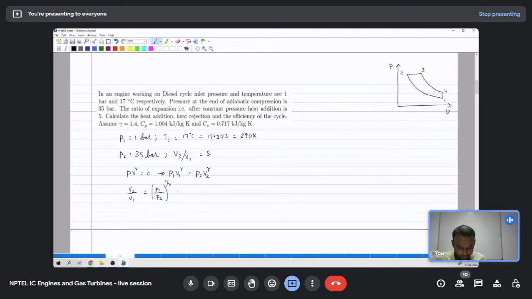So now the compression ratio is V1 by V2. Taking the inverse of this, we will have P2 by P1 power 1 by gamma. That is, P2 is 35 and P1 is 1 bar, with power 1 by 1.4. So the compression ratio is 12.7.